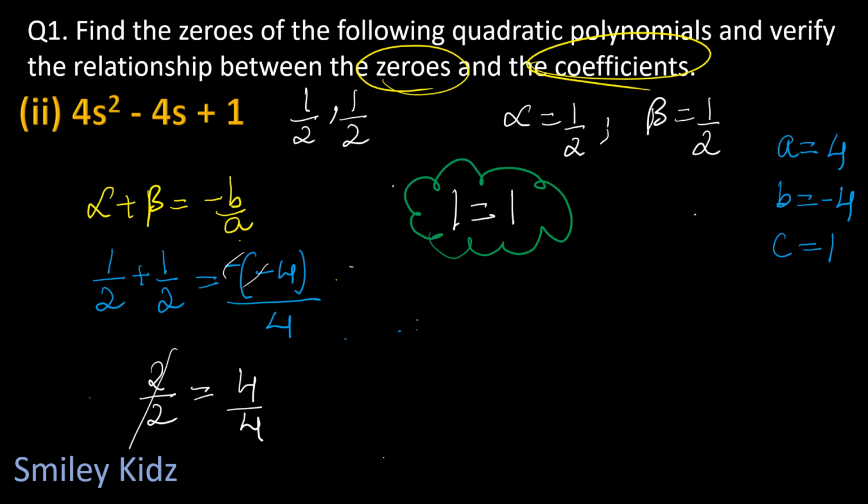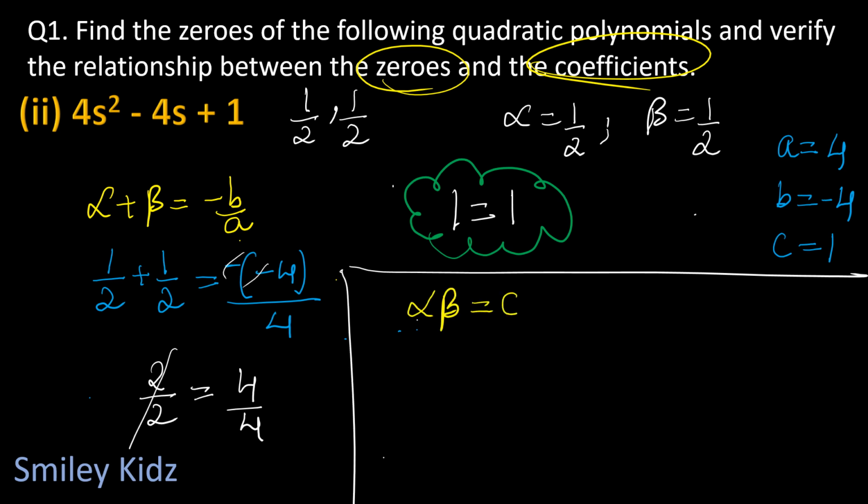Now we're going to find out the product of the zeros and its coefficients. Now what is the product of zeros? Alpha beta is equal to C by A. And we know that alpha is 1 by 2, beta is also 1 by 2. So it's going to be 1 by 2 times 1 by 2 is equal to what is C?